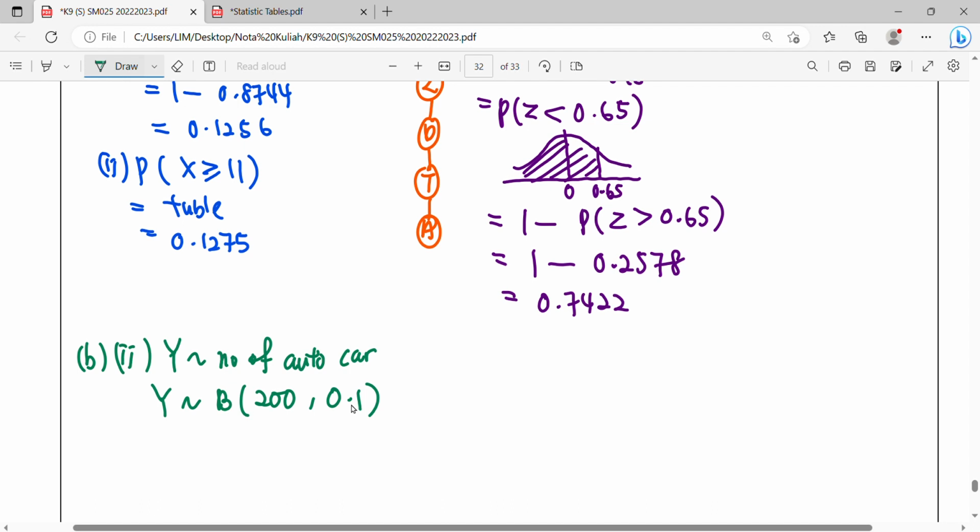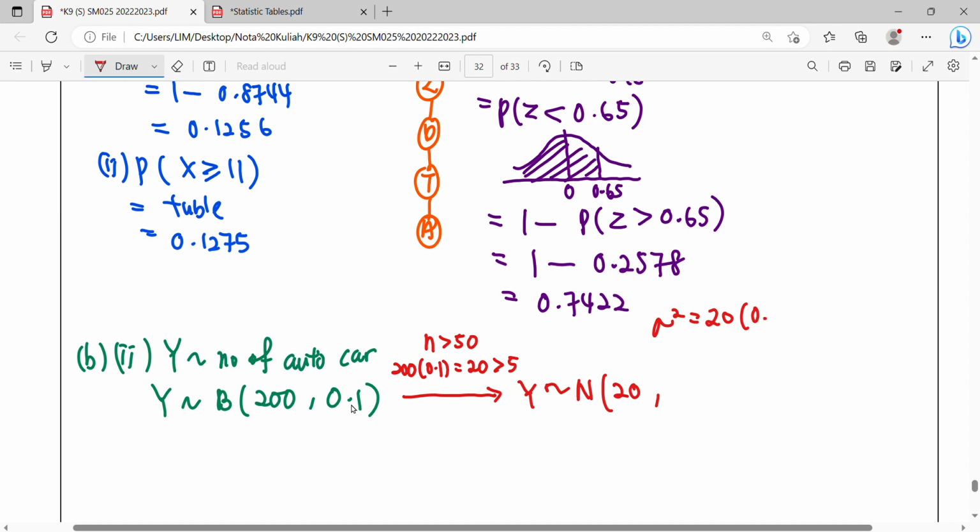So same situation, you can notice that we need to change to normal, because n is more than 50, and np is 20, more than 5. So np is 20. Variance is npq. Okay, normal distribution.